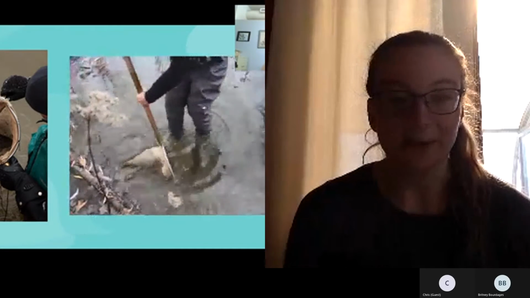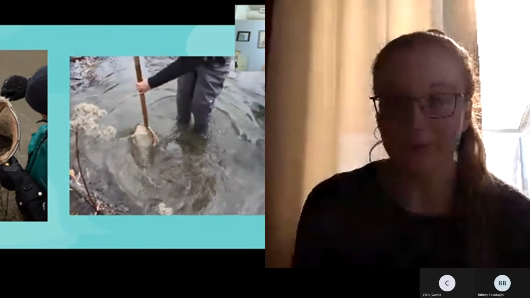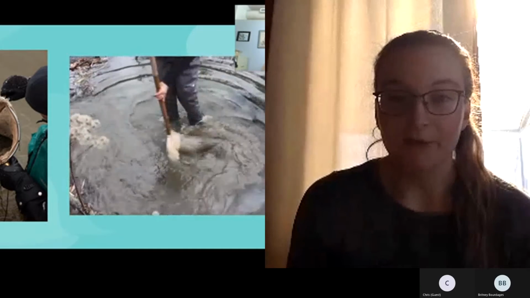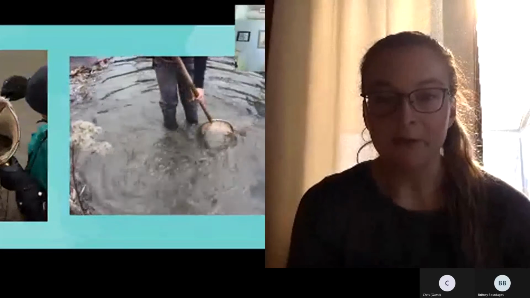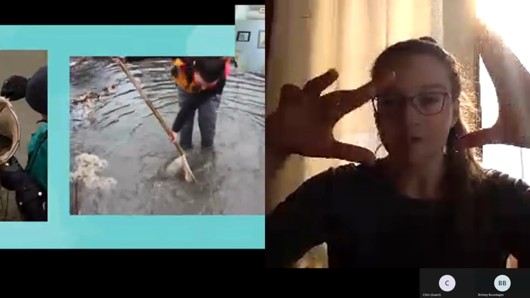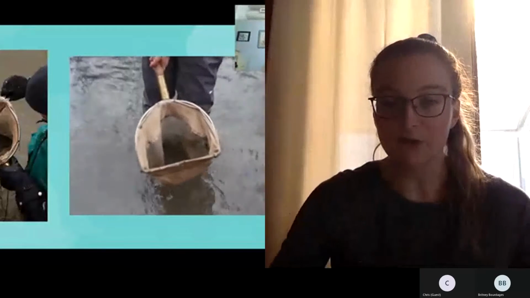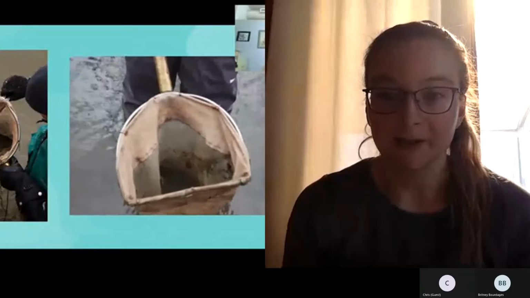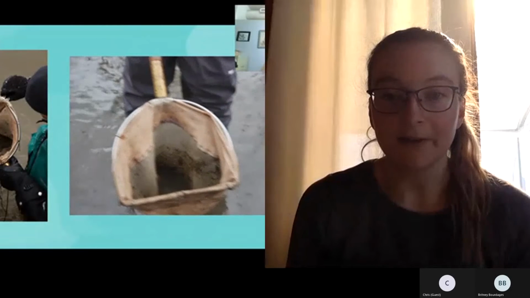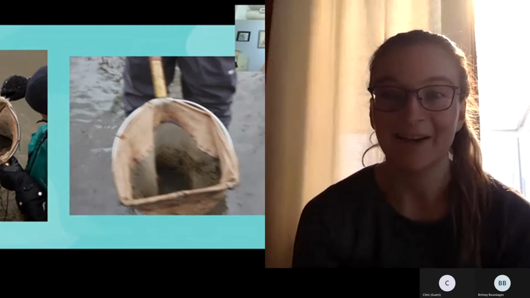This is an example of the kick and sweep method that we use to sample them. The person kicks up the sediment around them so that the things are dislodged from the bottom and floating around so that the net can catch them. The net isn't scraping the ground, it's just above the bottom. And there we go. There's probably a lot more in that net than we care to know. They're very small.